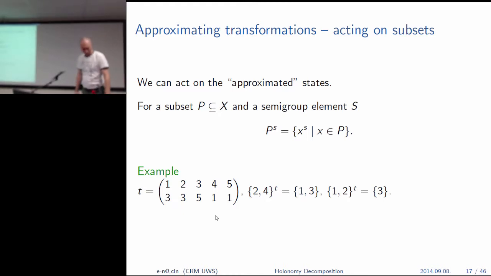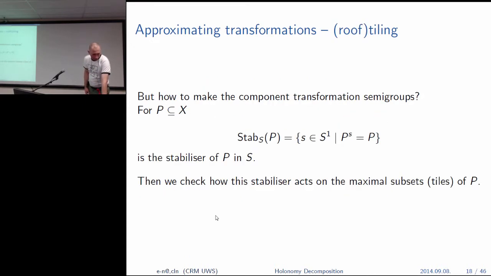So here's an example, well, actually two. You take this transformation T, and as you can see, when you apply it to the set {2, 4}, you get another two-element set {1, 3}, but if you apply it to the set {1, 2}, you get a singleton set. Of course, we are doing semigroup theory, so we do irreversible operations and actions as well.